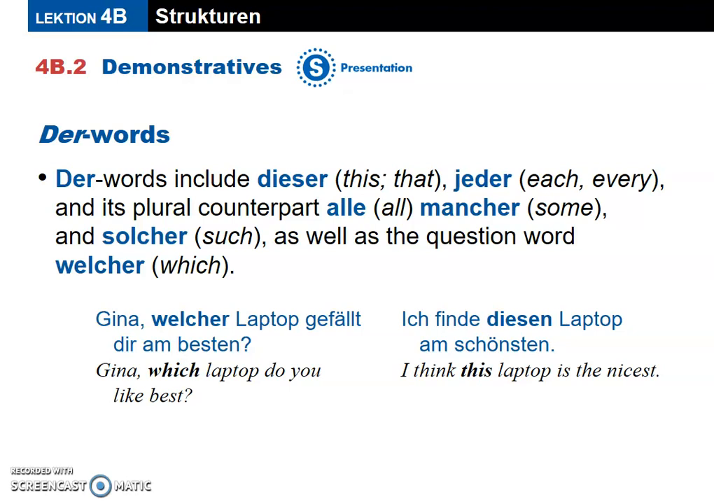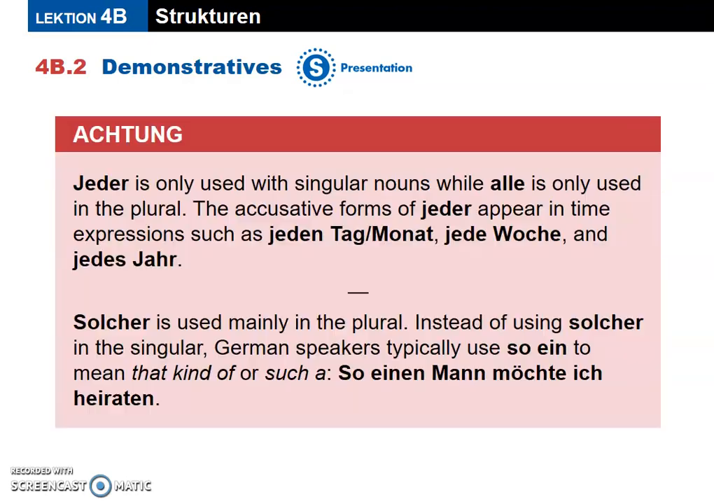We have down below two examples. Gina, welcher Laptop gefällt dir am besten? Gina, which laptop do you like the best? And ich finde diesen Laptop am schönsten. I think this laptop is the nicest, or I find this laptop the prettiest or the nicest. All right, let's see what the book tells us next.